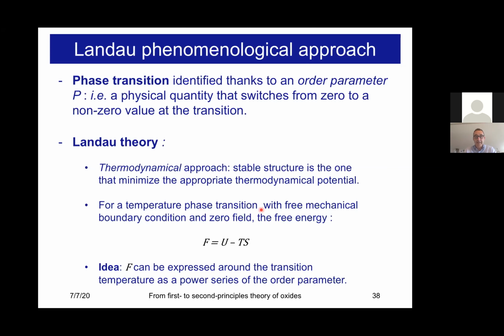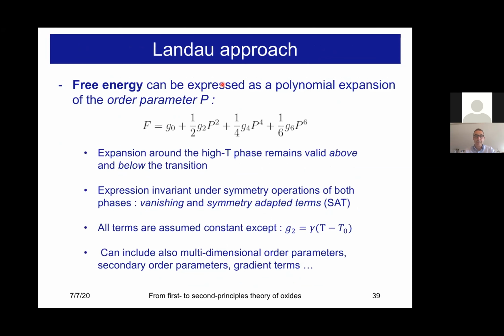So for instance, if I am interested in temperature phase transition with free mechanical boundary condition in zero field, the thermodynamical potential I need to minimize is the free energy F = U - TS. And the basic idea of Landau is that F can be expressed around the transition as the power series of the order parameter. So basically, I will express the free energy as a polynomial expansion of F in terms of P. I put here the simplest possible case, probably you know that already.